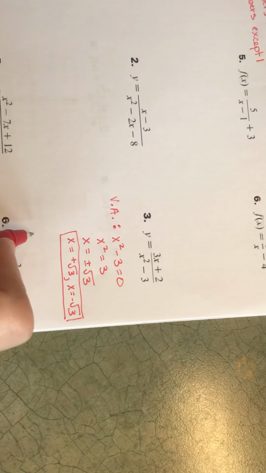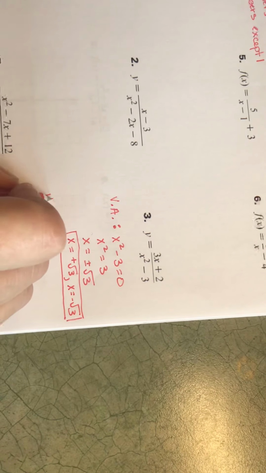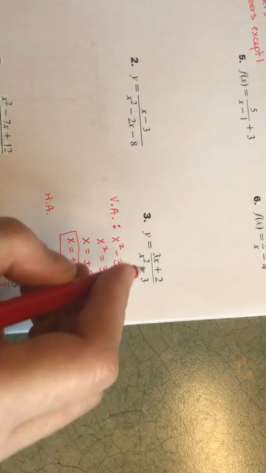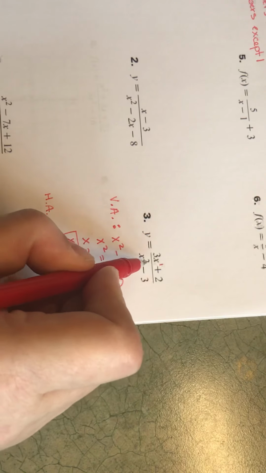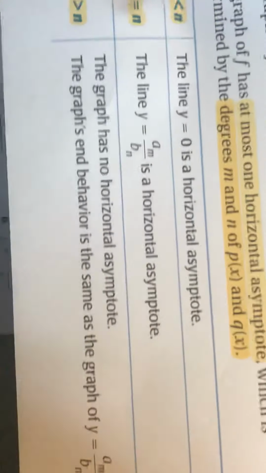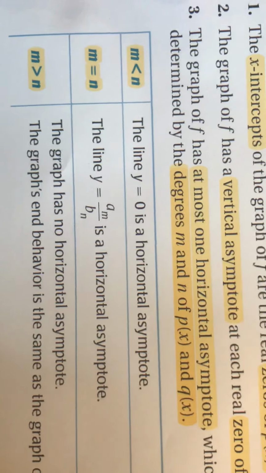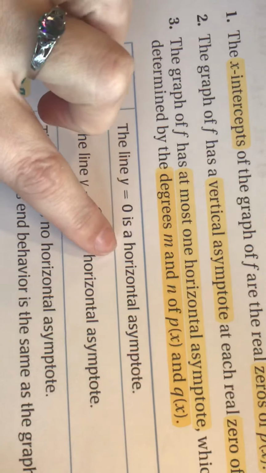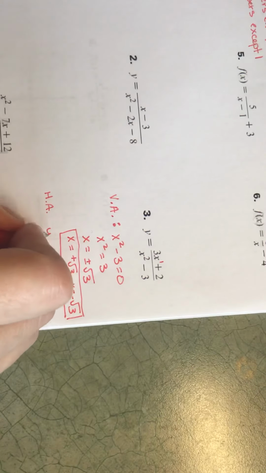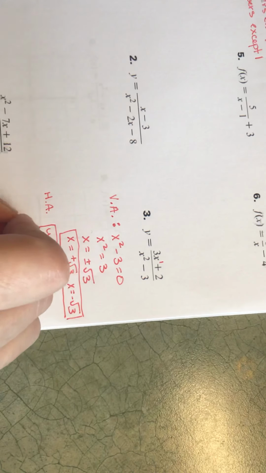And then for our horizontal asymptote, our m is 1 and our n is 2. So we look at our chart. And when m is less than n, the line y equals 0 is the horizontal asymptote. So it's just y equals 0.